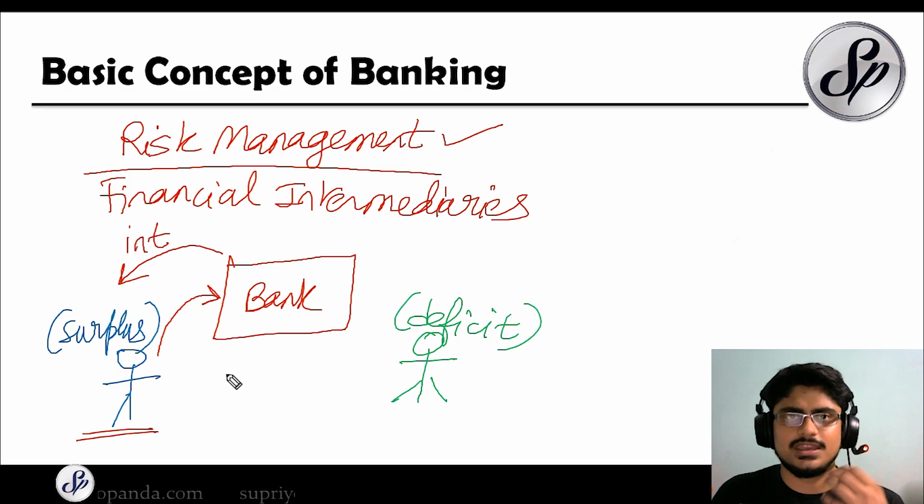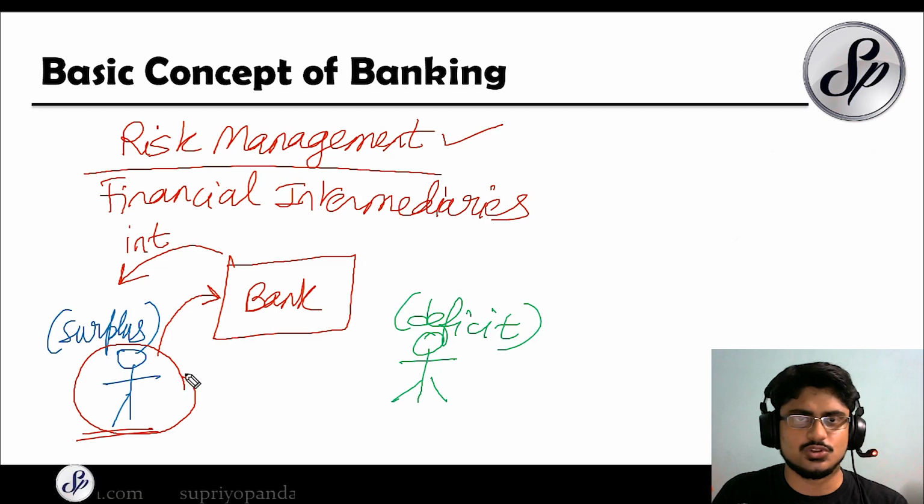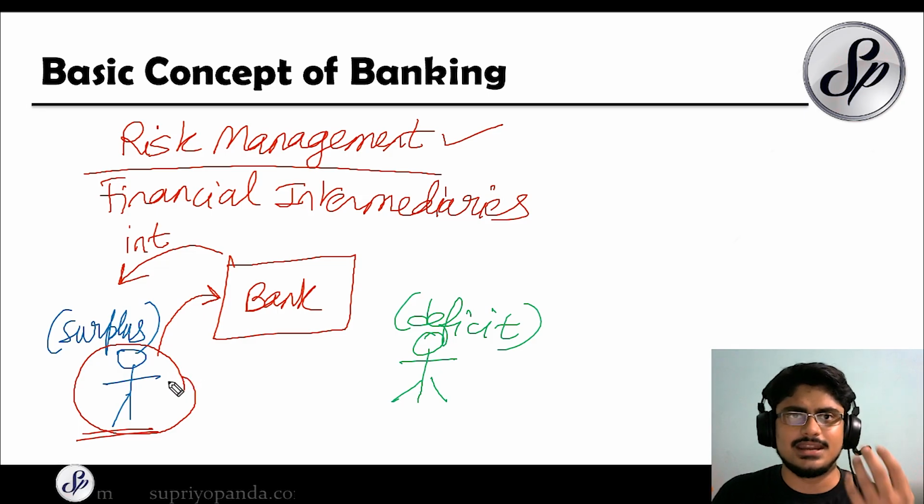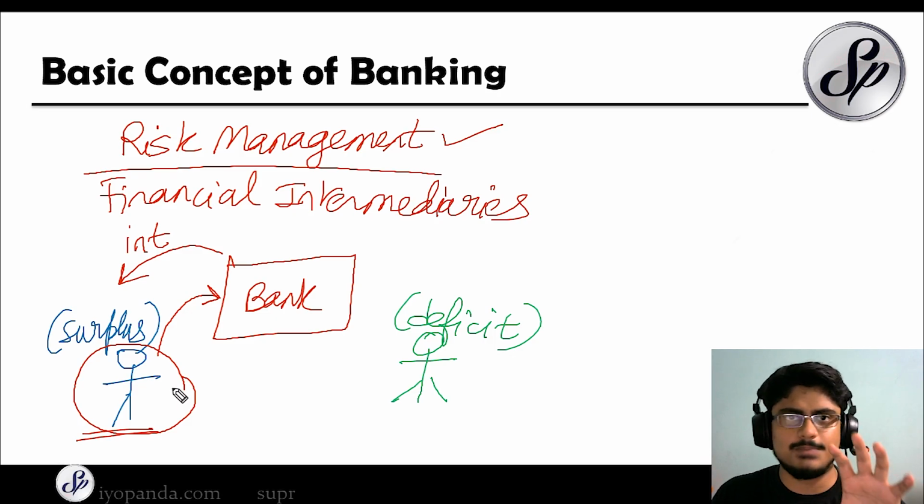So if I am giving 100 rupees to the bank, if I am this person and I am giving 100 rupees to the bank, I expect that at least I'll be getting 104, 105, 110, etc. I'll be getting some money extra from the bank. That is why I am keeping my money in the bank.